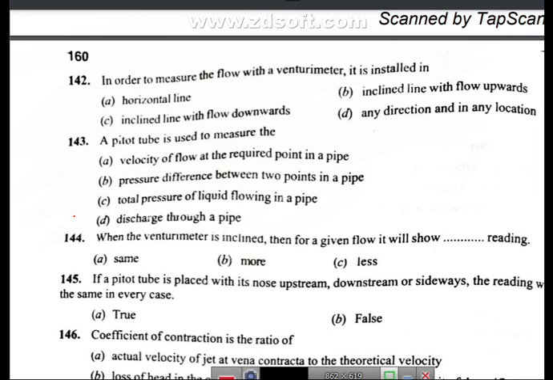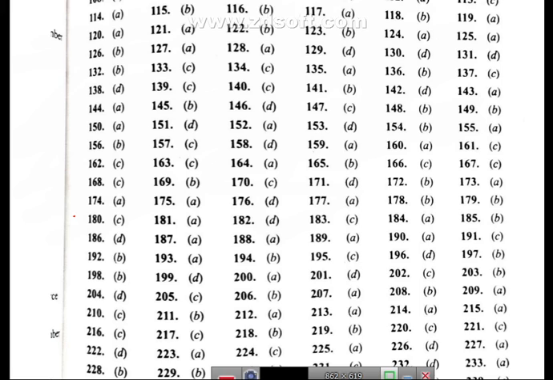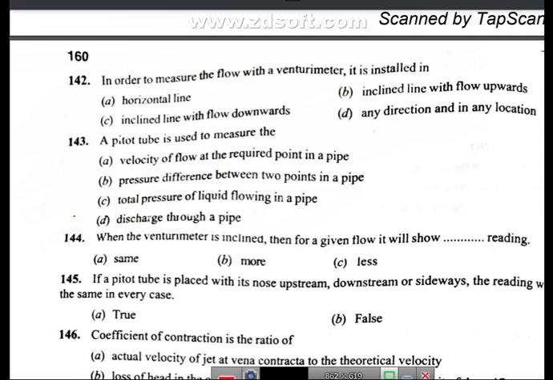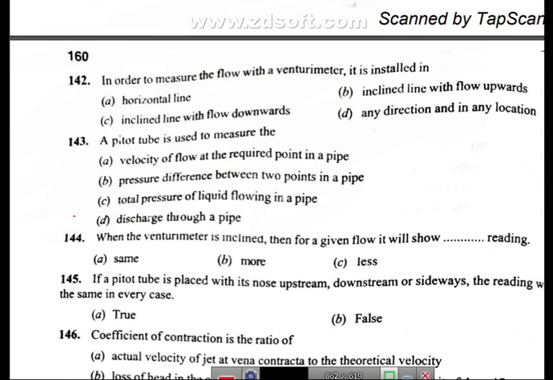In order to measure the flow with a venturimeter, it is installed in horizontal line, inclined line with the flow upward, inclined line with flow downward, and any direction in any location. What is the right answer? 142 का right answer is D. That is any direction in any location. In order to measure the flow with the venturimeter, it is installed in any direction and in any location.